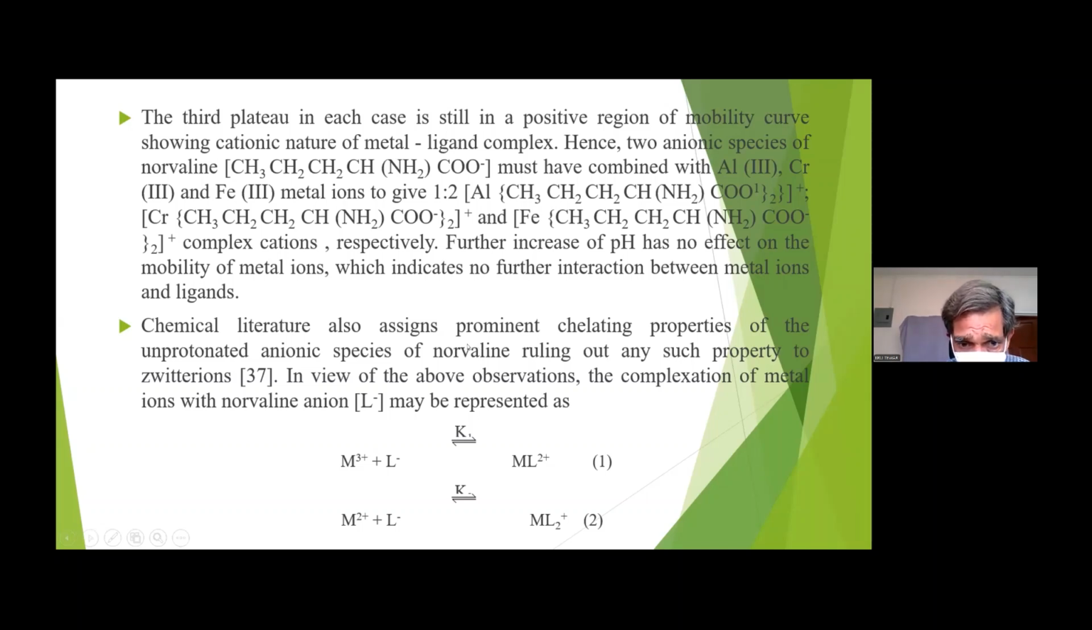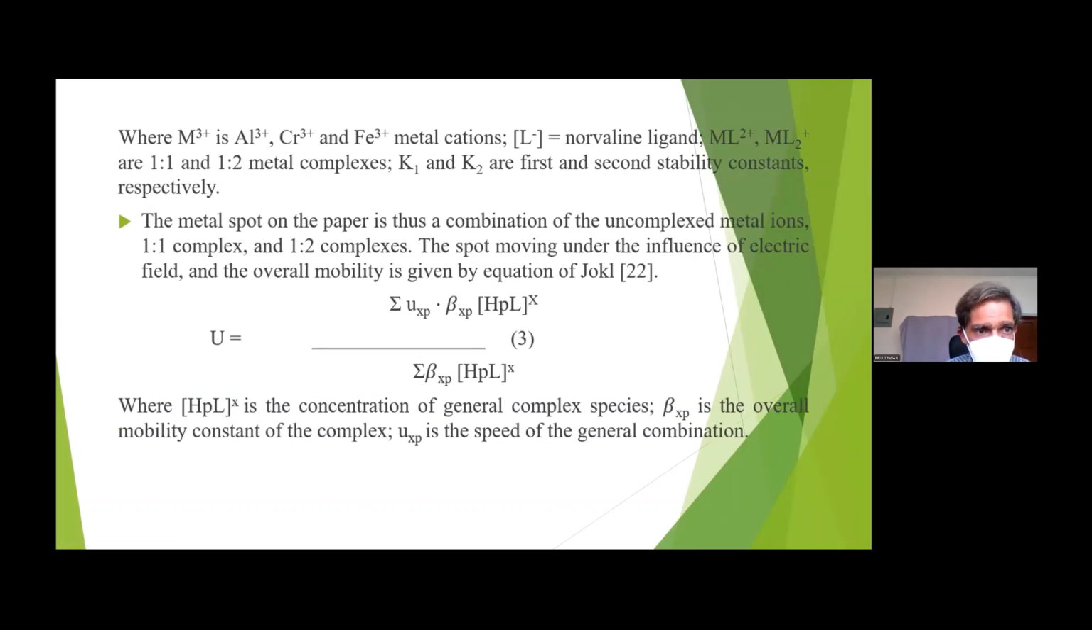Chemical literature also assigns prominent chelating properties to the unprotonated anionic species of norvaline, ruling out any such property for the zwitterion. In view of the above observations, the complexation of metal ions with the ligand norvaline anions can be represented by equations 1 and 2, where M is trivalent aluminum, chromium, or iron, L minus is the norvaline ligand, and the 1:1 and 1:2 metal complexes have stability constants K1 and K2. The metal spot on the paper is thus a combination of uncomplexed metal ion and the 1:1 and 1:2 metal complexes.